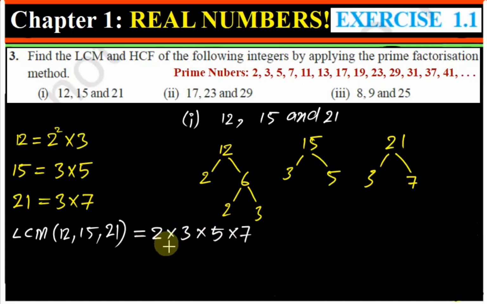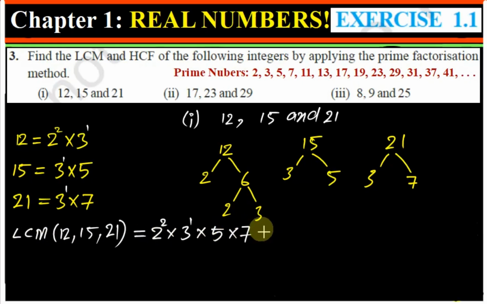Now the next step is to apply the power. In LCM, we apply the highest power of the factors. So 2 square is here, so we'll apply 2. For 3, everywhere the power of 3 is 1, 1 and 1, so here it will be 1 only. And 5 is alone, and 7 is also alone. So this is the LCM.